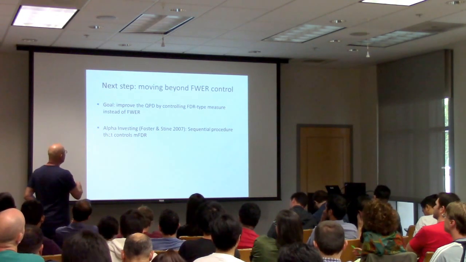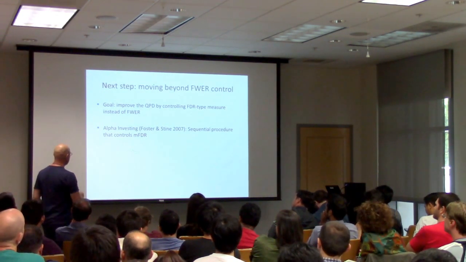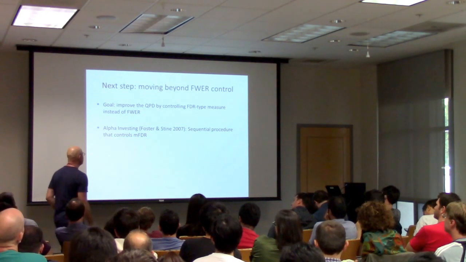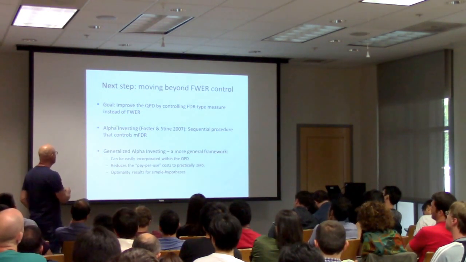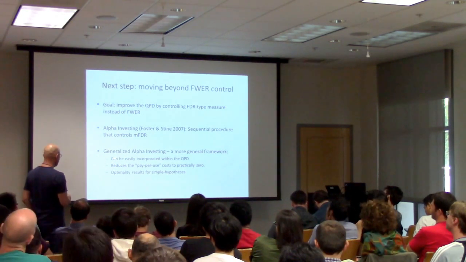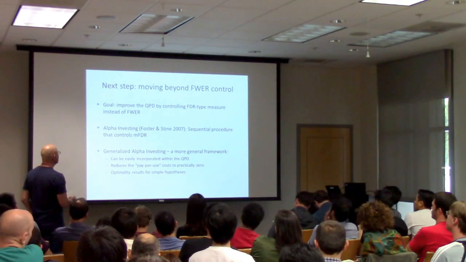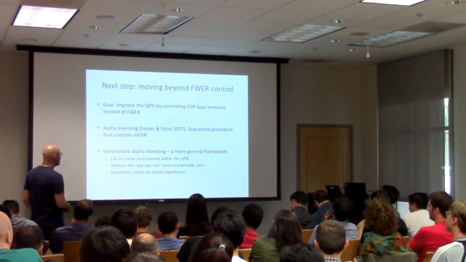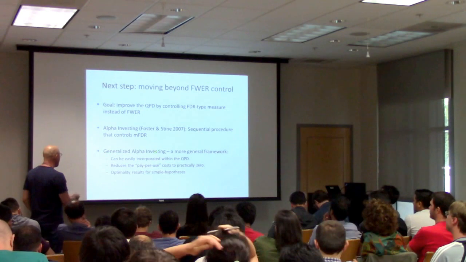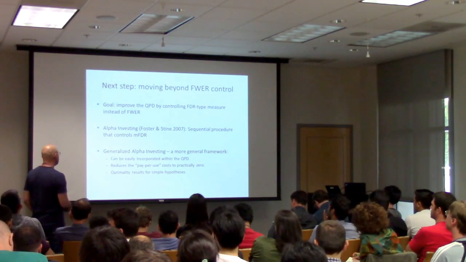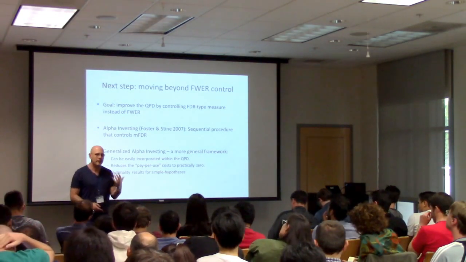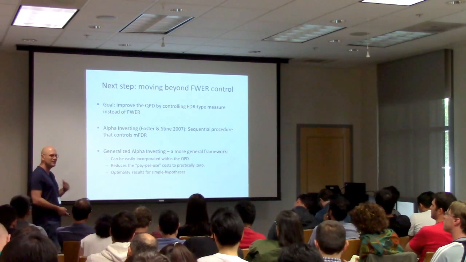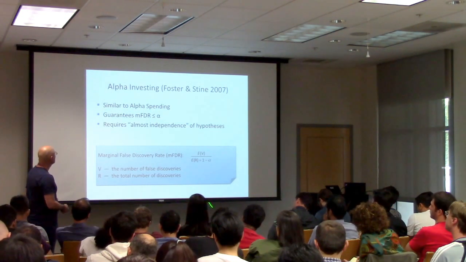So there's this very nice, pretty well-known paper from 2007 by Foster and Stine saying that there's a way to sequentially control mFDR, and mFDR I'm introducing in the next slide. It's like a slightly different version of FDR. And what we do in our work is generalize, basically say it's not actually a single procedure, but a whole family of procedures for controlling mFDR sequentially. And that there's some variants of this general family, different from their variant, that can be incorporated in a QPD. That means we can now have a QPD that controls mFDR, okay, and results in significantly reduced costs. Okay, so let's talk about what FDR is.